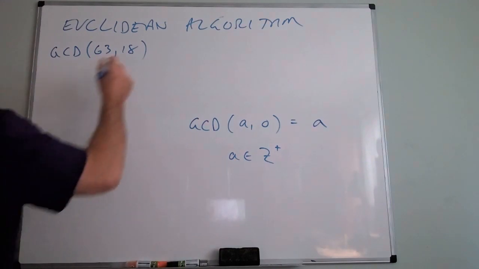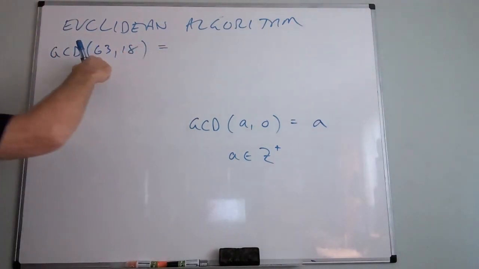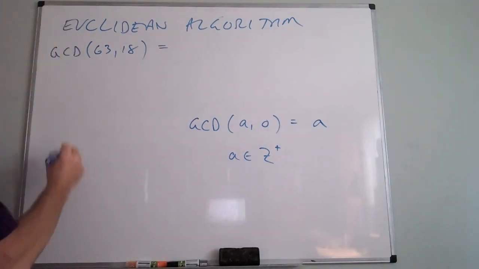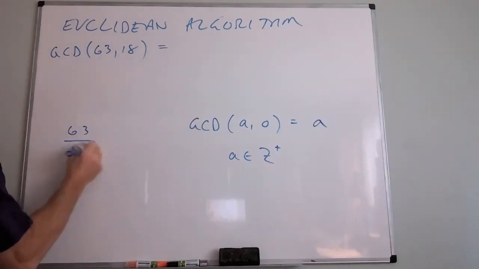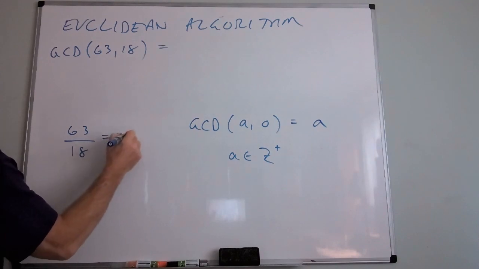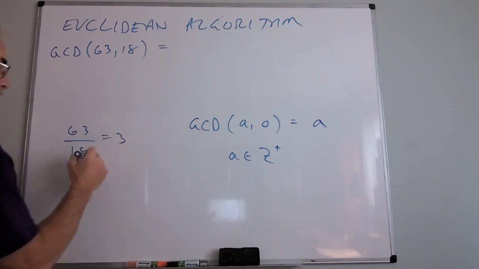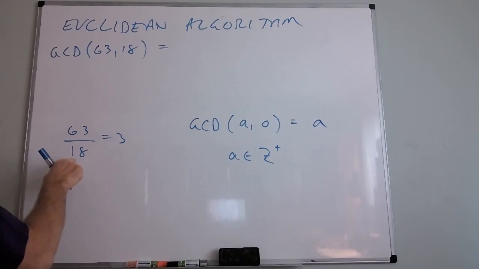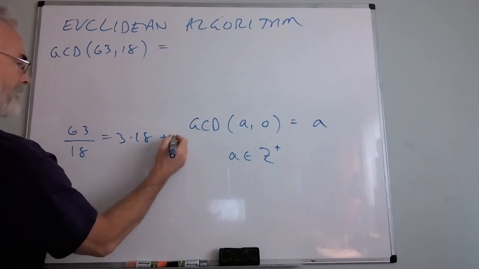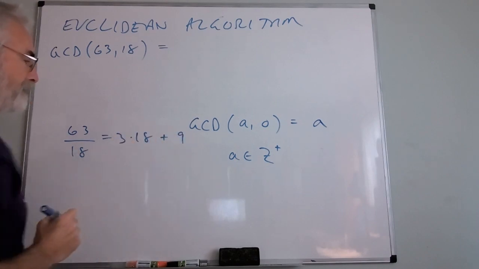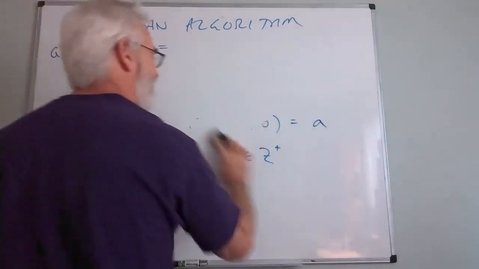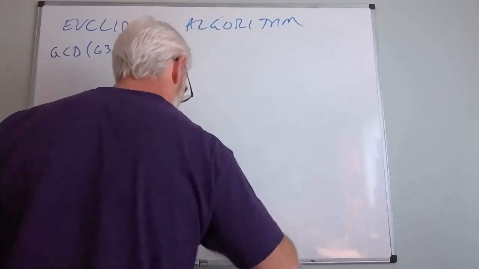All right. So what we do is we start with this. 63 and 18, think div and mod for a minute. What is 63 over 18? It's three with a mod of 9. Okay, let's just write it out for a second. It'd be 3 times 18 plus 9. I said 10, I'm sorry, it's 9. I don't know why I got 10. Maybe I was doing 64 by 18.